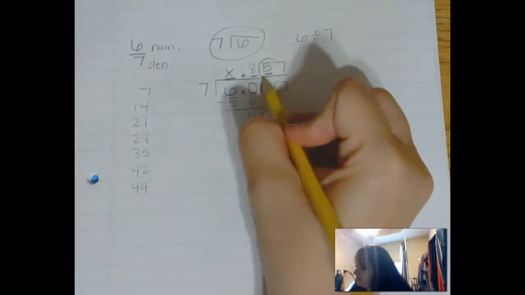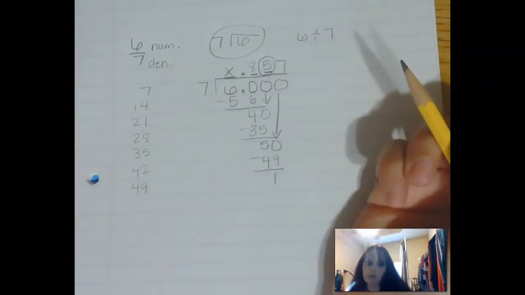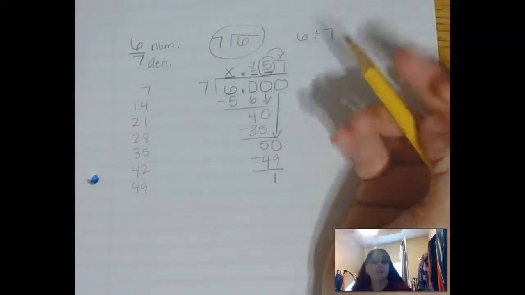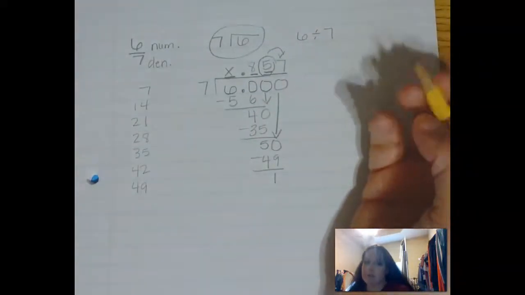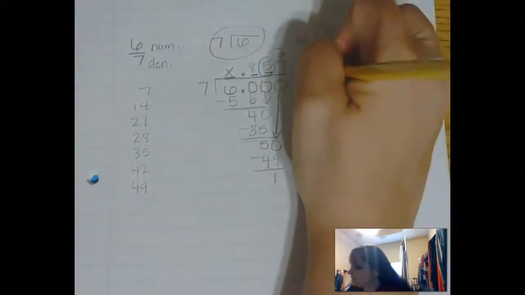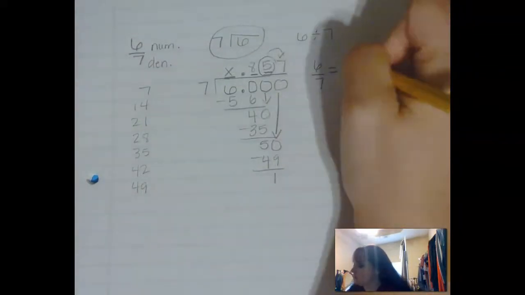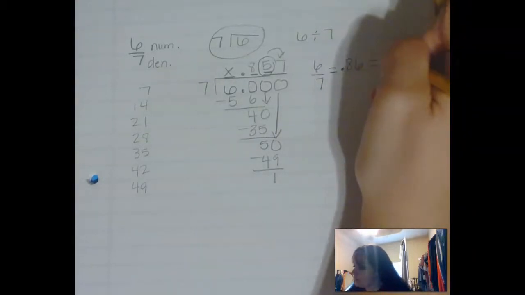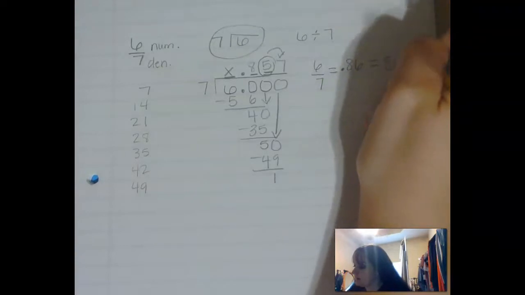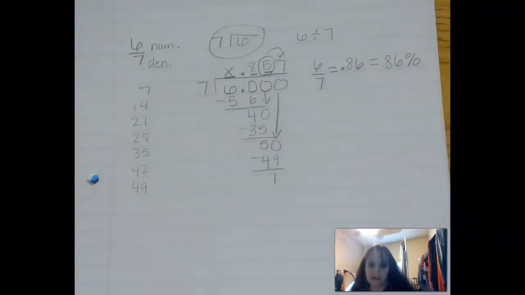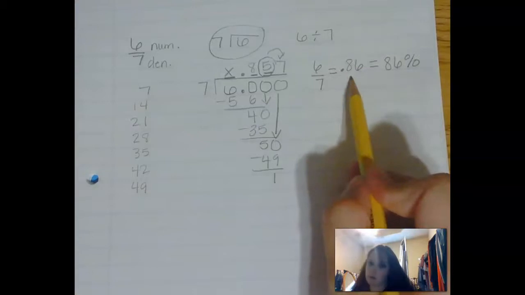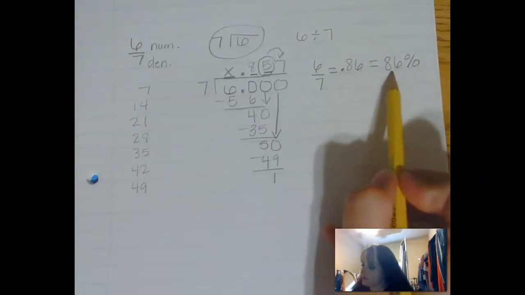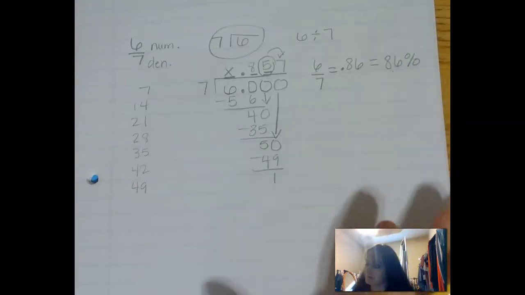So I'm going to round it to my hundredths place. I'm going to say 6/7 rounds to approximately 86 hundredths. So 6/7 is equal to approximately 86 hundredths, which is approximately 86%. So that's how you change a fraction to a decimal and a decimal to a percent. If it's already in hundredths, all you do is just put the percentage sign.